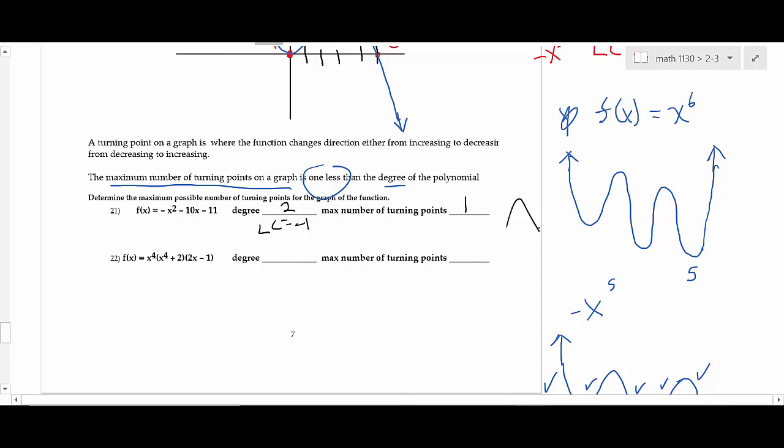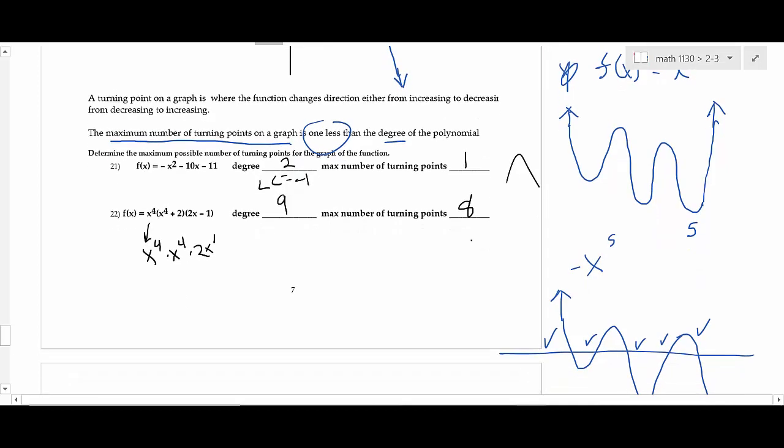What's the degree of this one? You have to think about number 22 a little bit. 9. It's 9. Good. You don't multiply it out. There's no need to do that. It's just you have x to the 4th times x to the 4th times 2x. That's what matters in the problem. So those exponents add up to 9. So what's the maximum number of turning points? It's 8. Okay, we're not saying that it has 8 turning points. We're saying it could have 8 turning points.